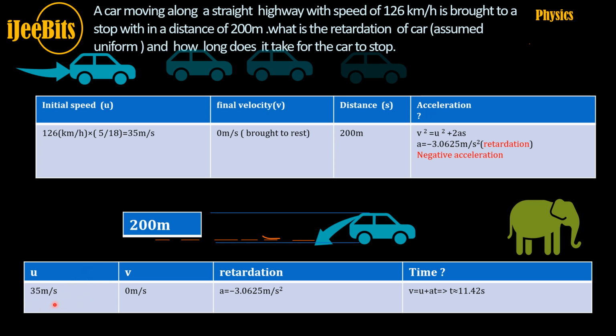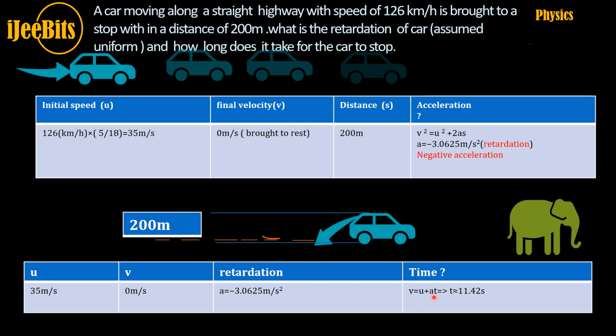Taking another data, with u equal to 35 meters per second, v we know is 0, and retardation we have known, minus 3.0625 meters per second square. We need to know how long it takes for the car to stop. Now we need time. For this we need to recall another equation.